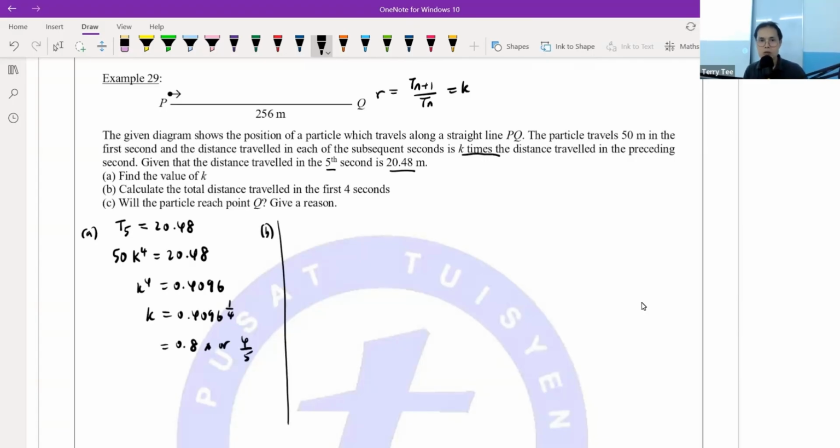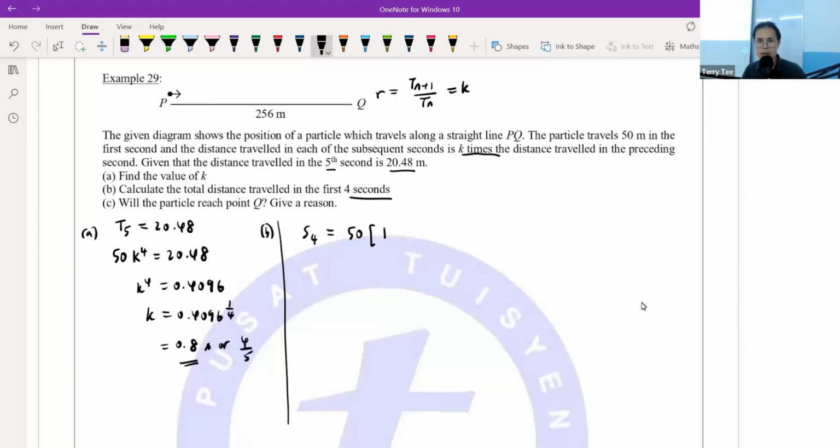Next, calculate the total distance traveled in the first 4 seconds. Yeah, the total distance traveled in the first 4 seconds. Total is S4, right? And S4 is what? The formula, we know our a, right? 50. What's your common ratio? Your common ratio in this case is 0.8, which is less than 1.